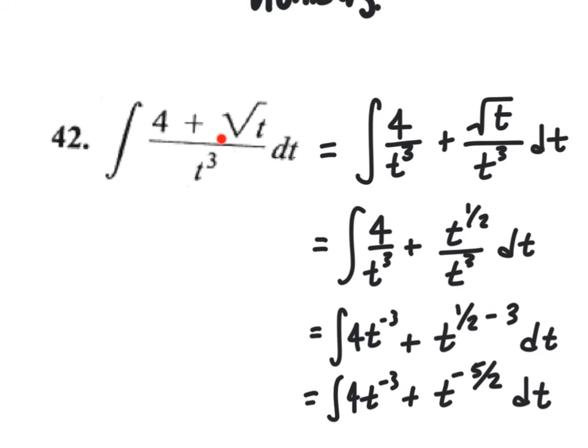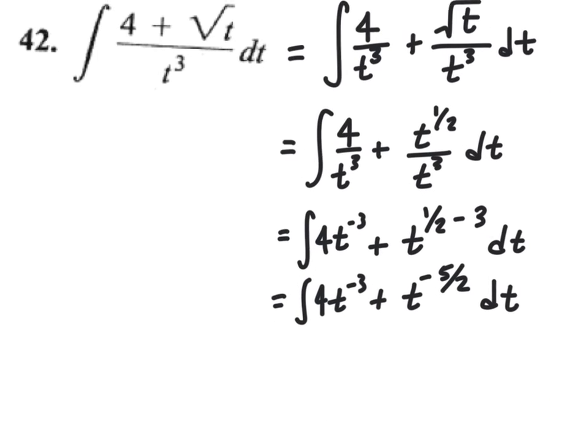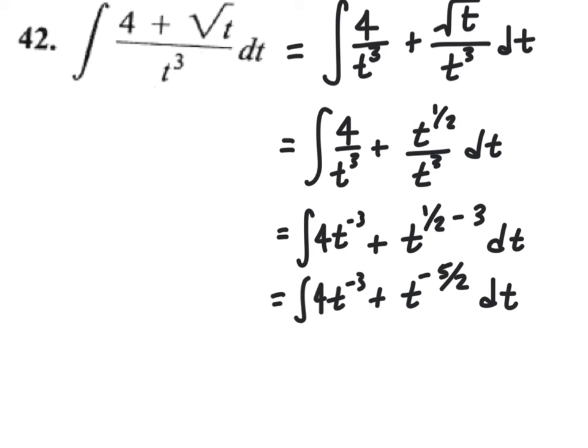Now, the reason why I did all this manipulation is because I don't have a rule for this, okay? Here I have a rule. I can use the power rule, all right? So what I would do now is take the antiderivative, and so I've got my 4t. Now I'm going to increase my exponent by 1. So negative 3 plus 1 gives me negative 2. And then I divide by my new exponent, which is negative 2.